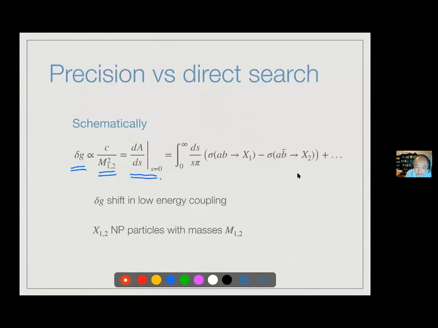That is, it can be related to the elastic scattering amplitude, and this via dispersion relation can be related to this combination of cross sections. Okay, so these cross sections are the direct production cross sections. You can imagine these are the high energy probes, where you try to directly produce these new particles at high energy colliders, right? So these are their cross sections as a function of center of mass energy. Okay, so this is the relation that we are looking at.